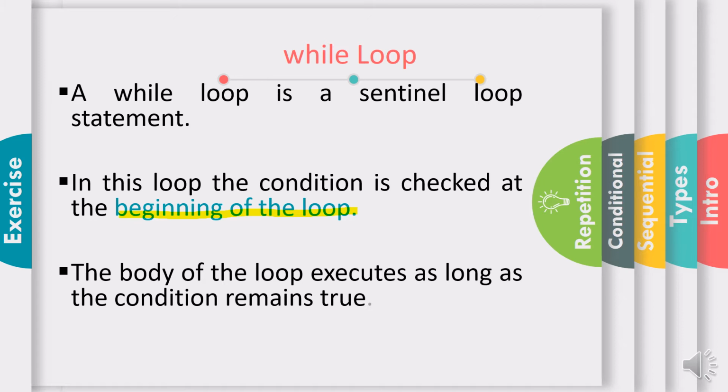The basic difference between for loop and while loop is, in for loop we know the number of iterations in advance, that how many times we want to execute the loop. But in while loop we do not know the number of iterations, but those number of iterations depend upon the condition. As long as the condition remains true, the loop is executed. We do not mention the number of iterations in advance, but we mention the condition in the beginning of the loop.